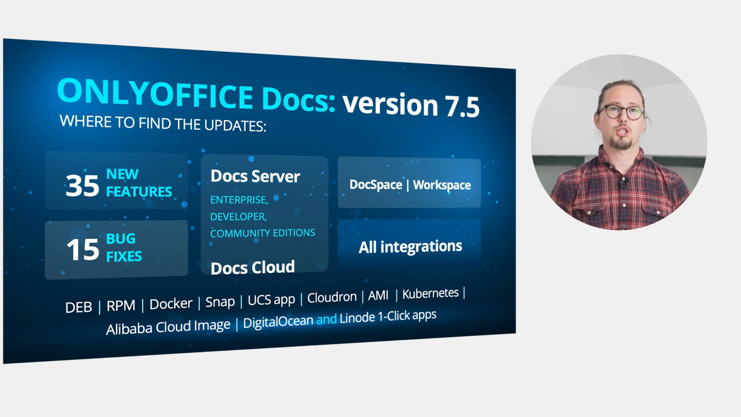You can deploy the editors choosing among multiple installation options, such as DEB, RPM, Docker, Snap, UCS app, CloudRon, AMI, one-click app on DigitalOcean, Vultr, and Linode, Alibaba Cloud Image, and Kubernetes. Ready to explore all the novelties?